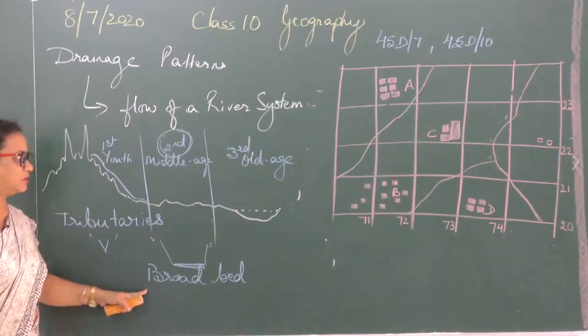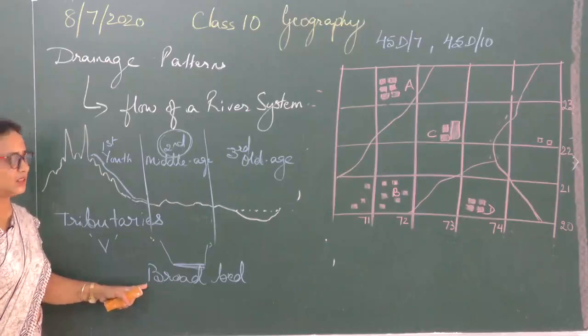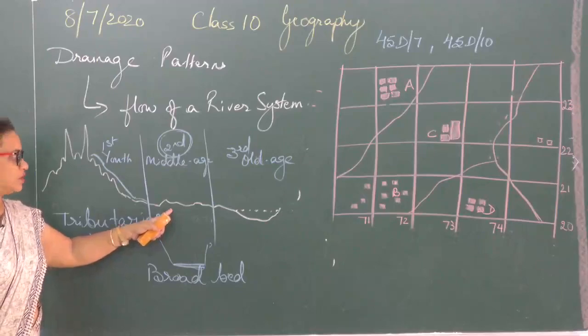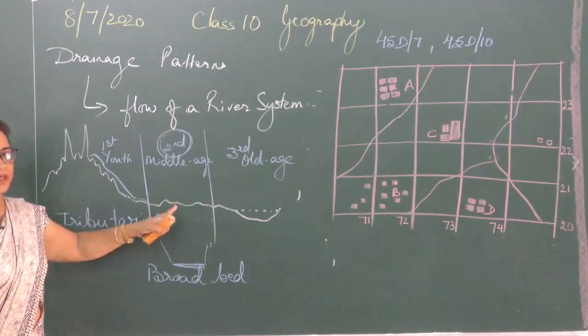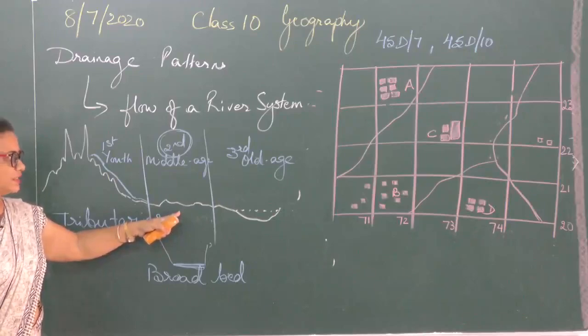Third feature of the middle age stage: the velocity of water decreases. The velocity of water decreases because the land becomes almost flat.